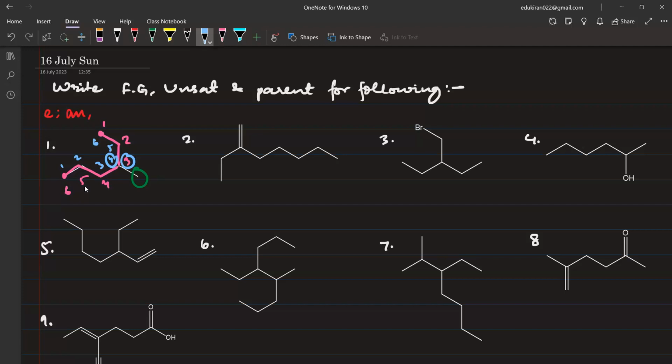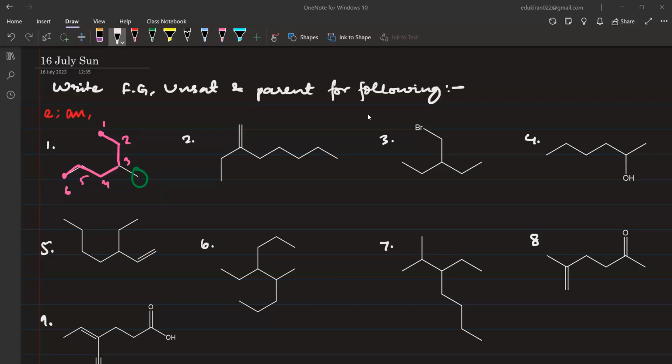Now, this is also known as the lowest locant rule, which says that the substituent should be present at the least carbon atom number. If there is a functional group, the functional group will get priority. But we will keep a very simple rule in our mind: start numbering from that carbon atom which is nearest to the functional group, if not, the double bond, if not, the triple bond, if not, the substituent.